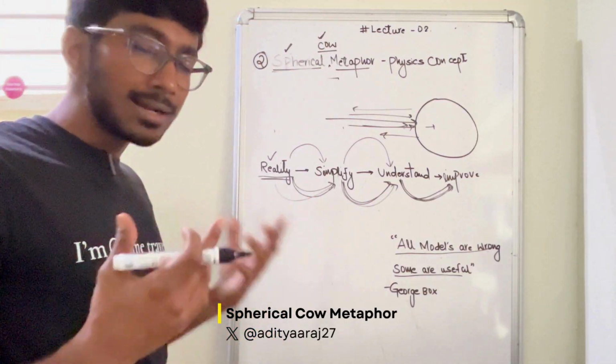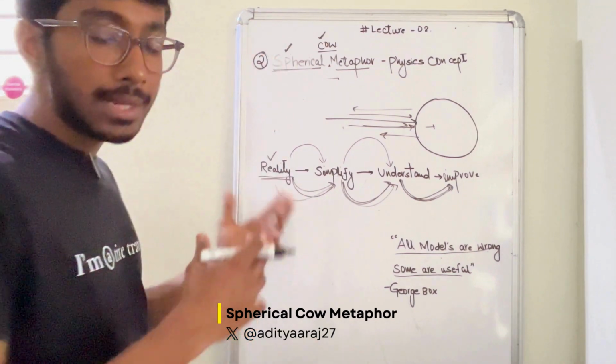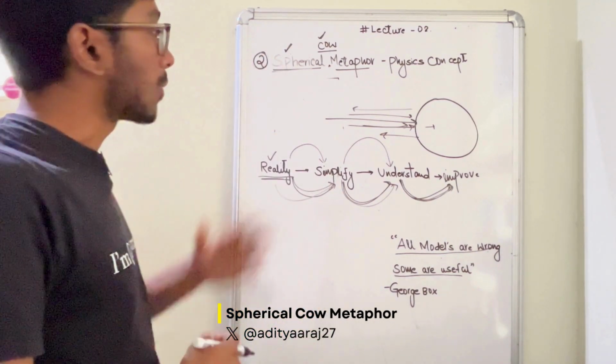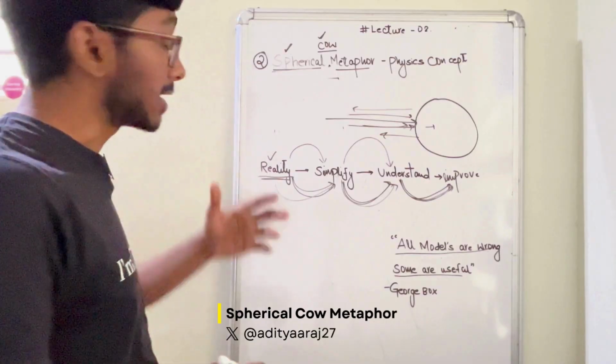So I was a little in shock. Why did the word cow come in a mathematics video? So I wanted to dive deep into it. So I thought, why not share with you guys?